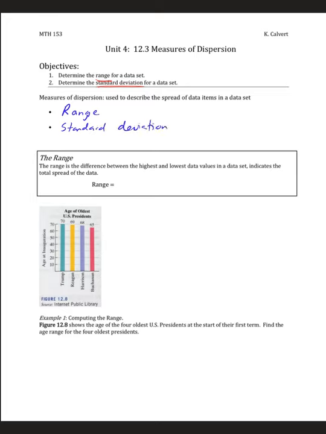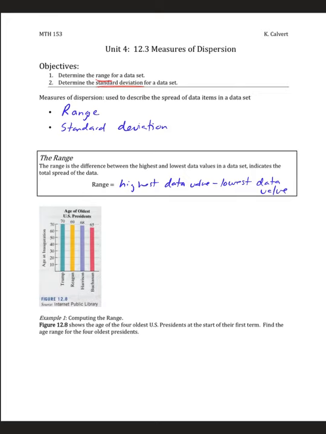Now the first one, the range. The range is going to be the easiest one. It's something you may have done before. It's the difference between the highest and the lowest. So you take the highest data value, and you subtract the lowest data value. That's going to give you the range, highest minus lowest.